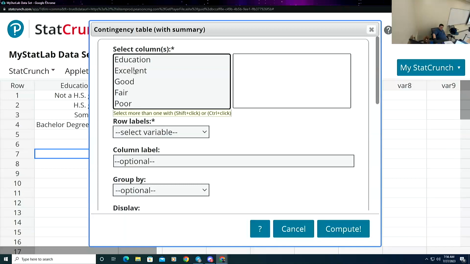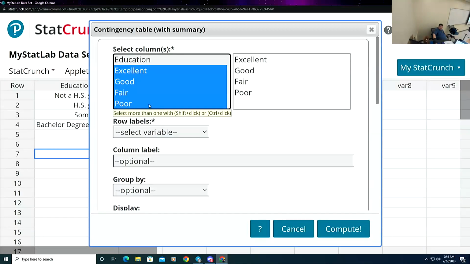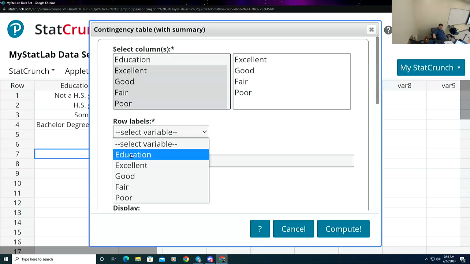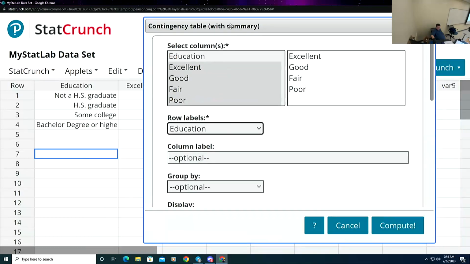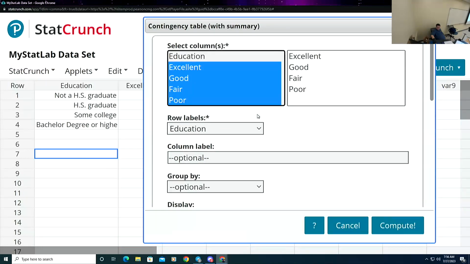The columns are everything but the column for education. So everywhere health is. Row labels are in education. You have to tell it which column has the row labels in it, and that does not go in your other columns. So education had the row labels. It's not selected, everything else is.